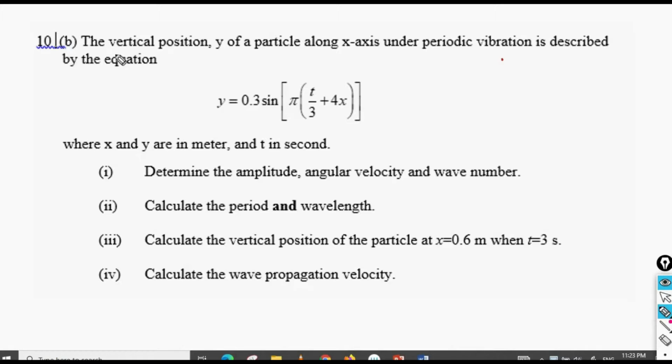Question 10b. The vertical position y of a particle along the x-axis under periodic vibration is described by the equation y equals 0.3 sine pi (t over 3 plus 4x), where x and y are in meters and t in seconds. Determine the amplitude, angular velocity and wave number. Calculate the period and wavelength. Calculate the vertical position of the particle at x equal to 0.6 meters when t equal to 3 seconds. Calculate the wave propagation velocity.